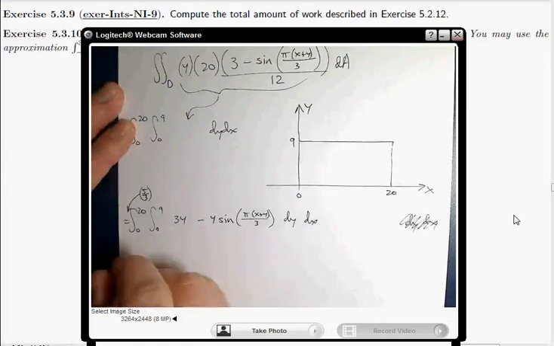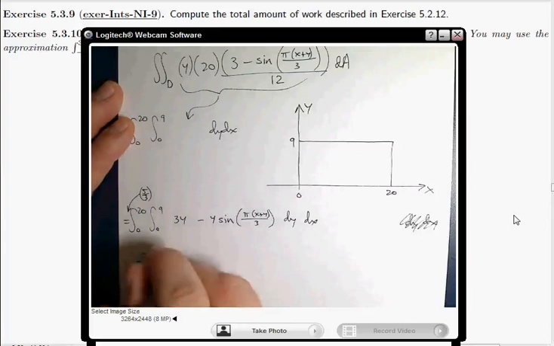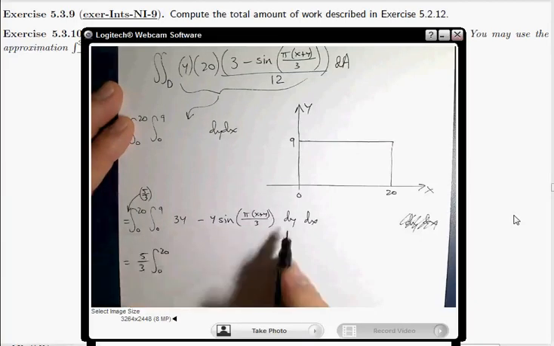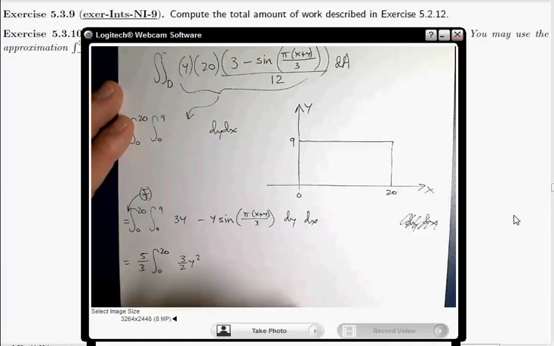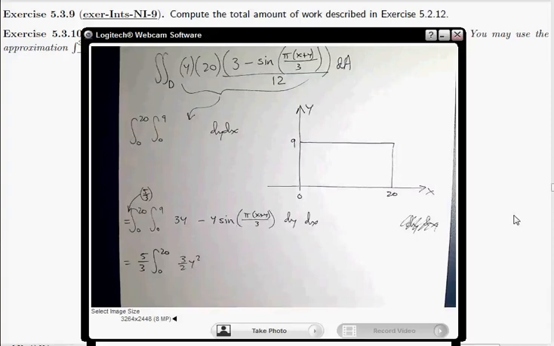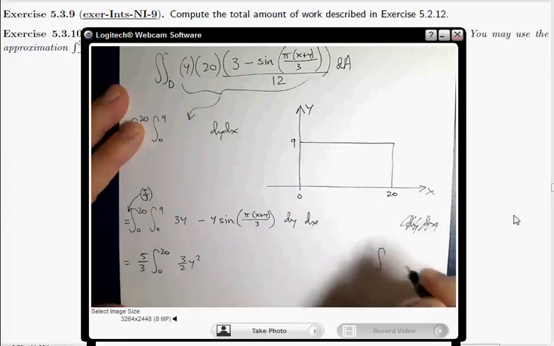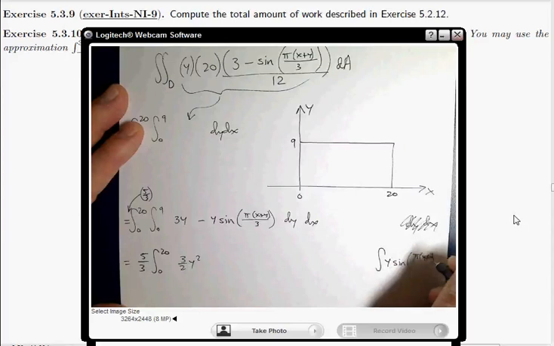Now we're going to be taking antiderivatives. Let's go ahead and do that. The y antiderivative of all of this is 3/2 y squared. Now we have to do some work to figure out the antiderivative of this, and this is just an integration by parts problem. Let me do that on the side over here. Antiderivative of y sine of pi x plus y over 3.